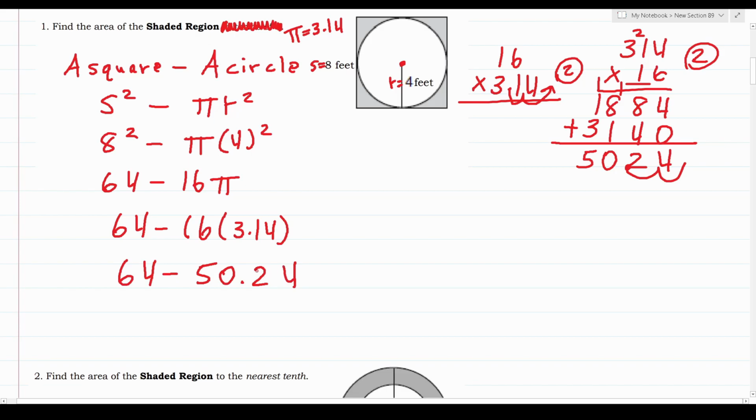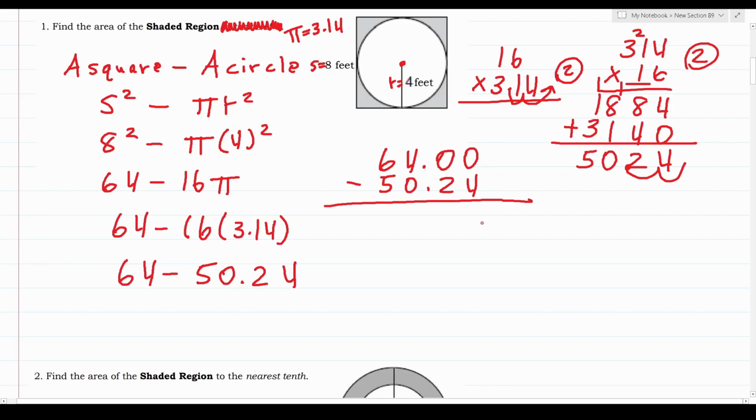All right, so we can see that this becomes 64 minus 50.24. And again, I'm going to work that off to the side so as not to make any simple mistakes here. This is 64 minus 50.24. And in order to perform this subtraction, I'm going to add a decimal after 64 and a couple of 0 placeholders.